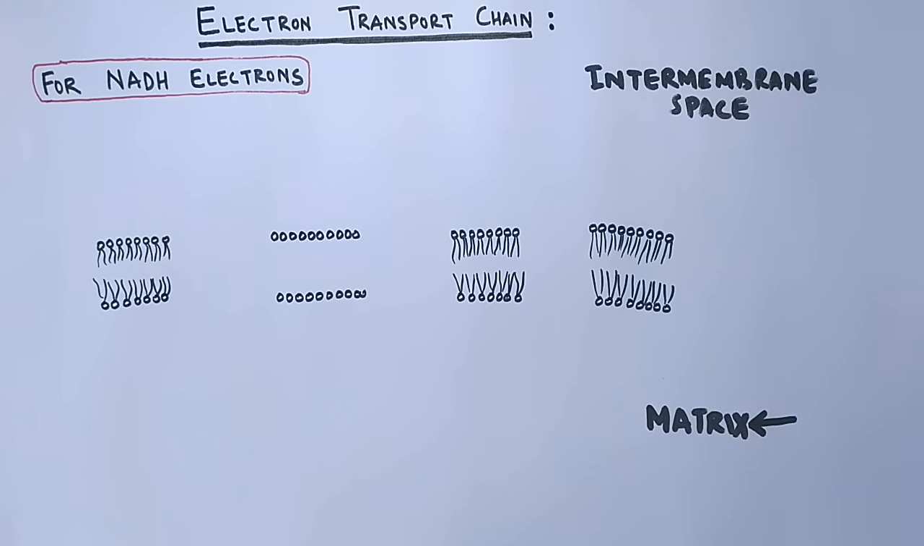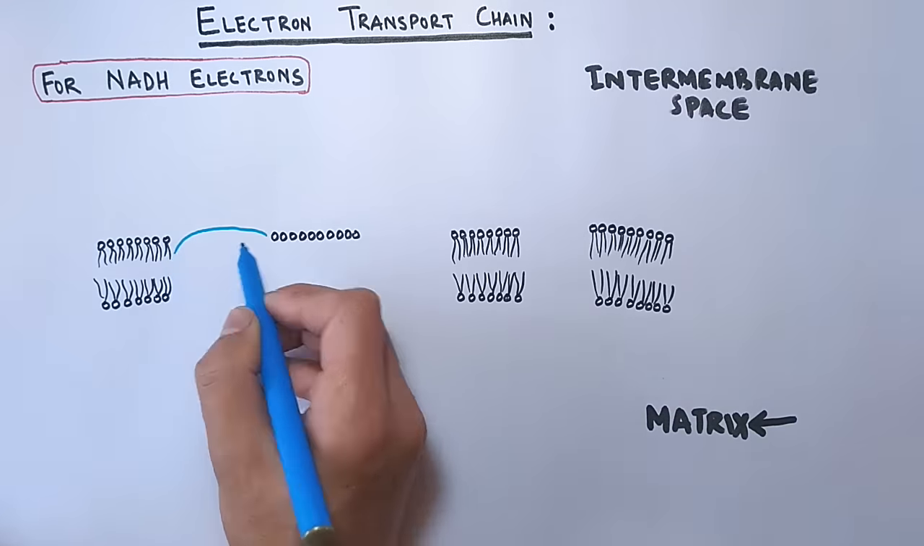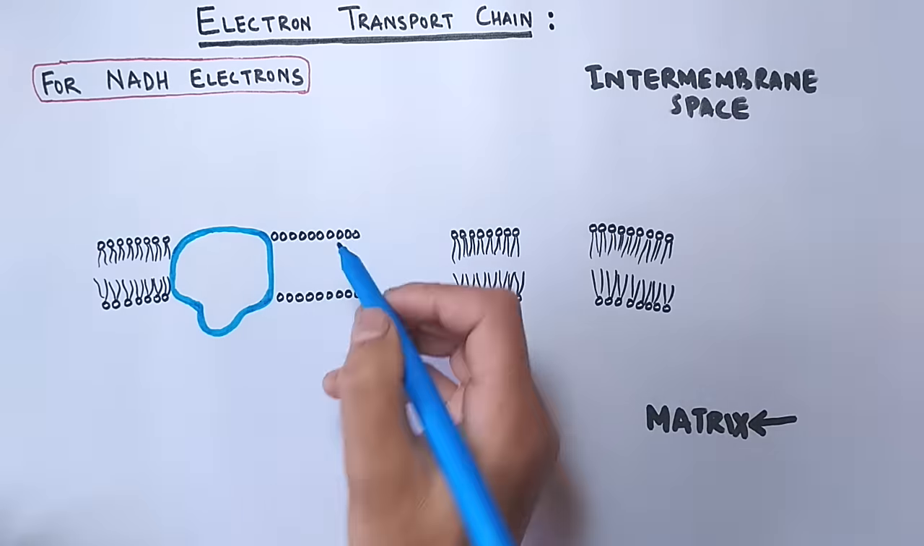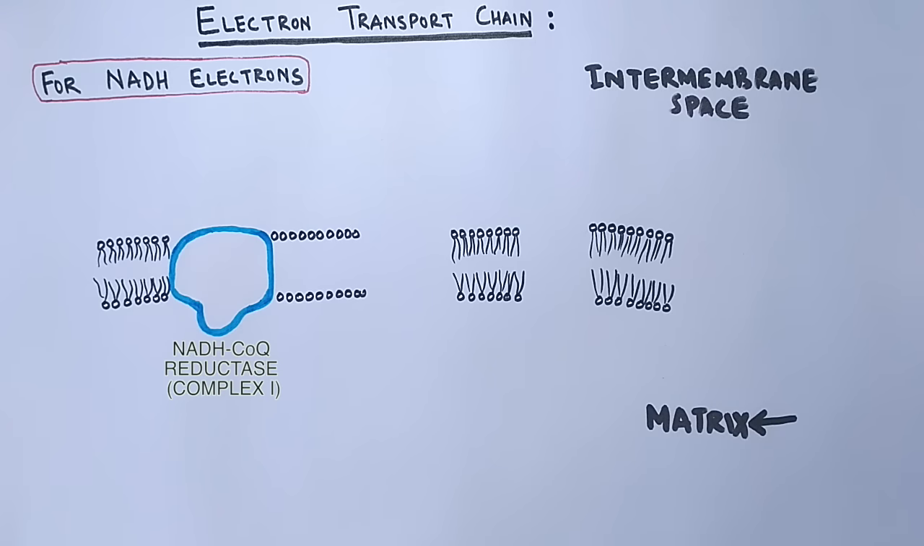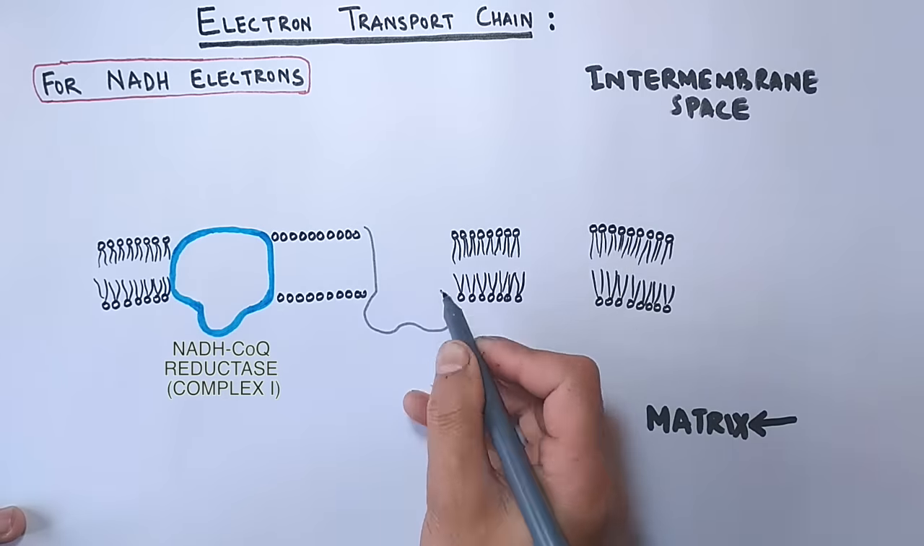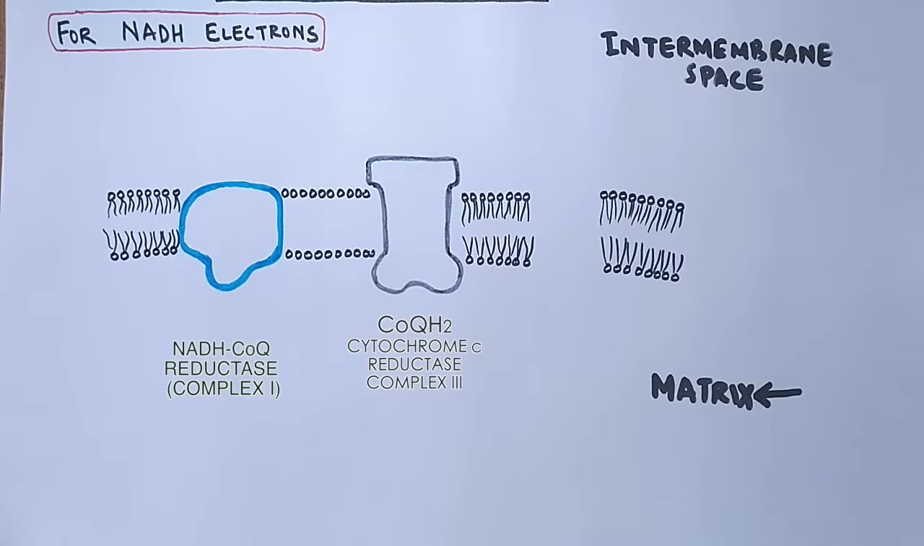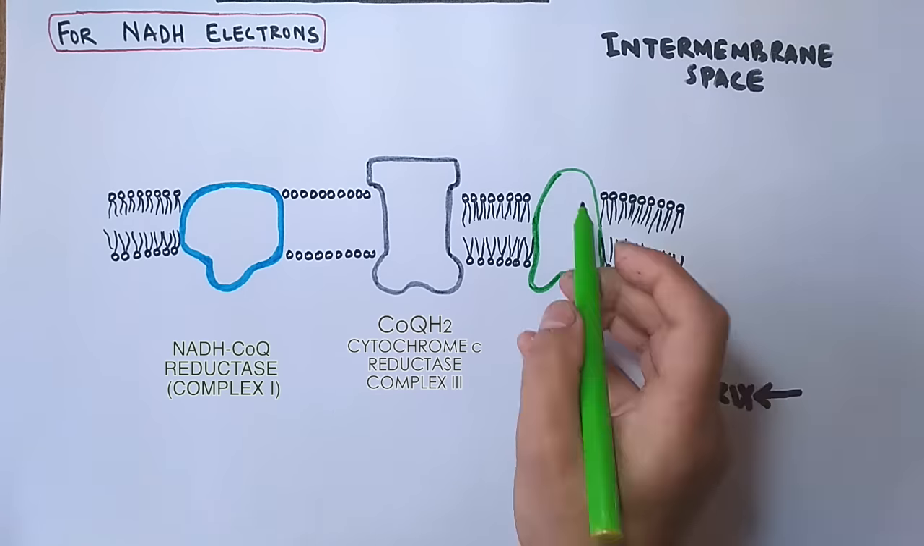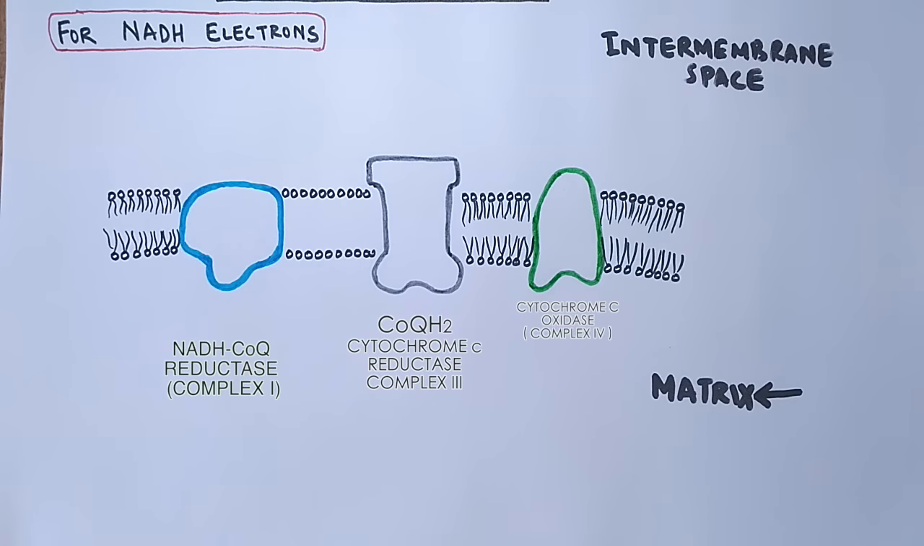For NADH electrons to be transported into the chain, we have protein complexes present in the membrane. First, we have NADH ubiquinone oxidoreductase, also called complex 1. Then we have cytochrome C reductase, also called complex 3. After that, we have cytochrome C oxidase, also called complex 4. Here, complex 2 is missing, because complex 2 is not used for NADH electrons, rather it is used for FADH2 electrons. That's why complex 2 is not present here.